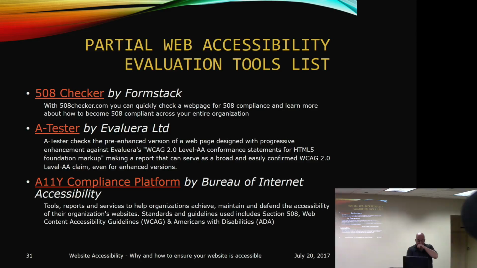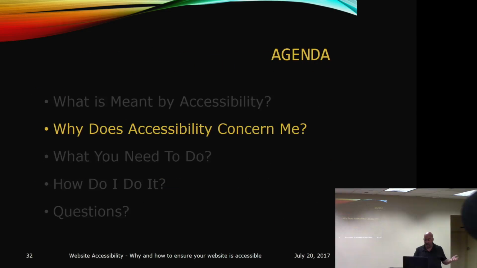So, here, let me go real quick. Partial web accessibility. This is just a partial list of tools. There's a 508 checker, an A tester, which is an accessibility tester, and an A11Y tester from the Bureau of Internet.